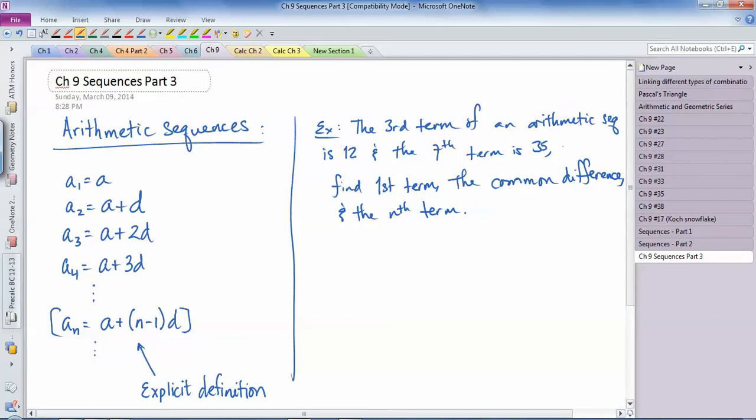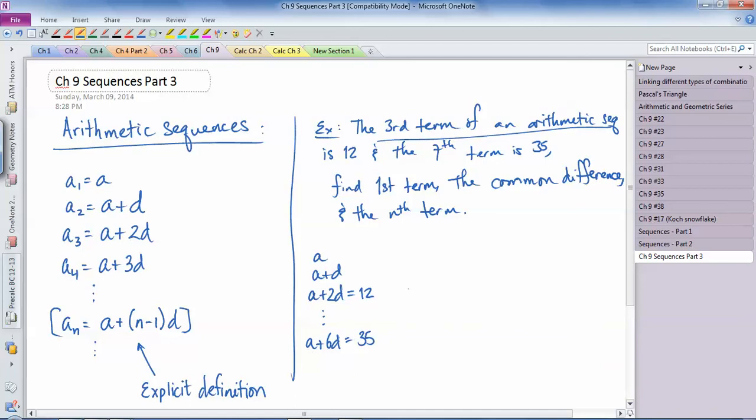Okay, so it's the third term of an arithmetic sequence. Well, here's my first term, here's my second term, here's my third term. So I know A plus 2D has to equal 12. And then the seventh term, if I kept going, would be A plus 6D, and that's got to equal 35. All right, well, let's do some manipulation of this.